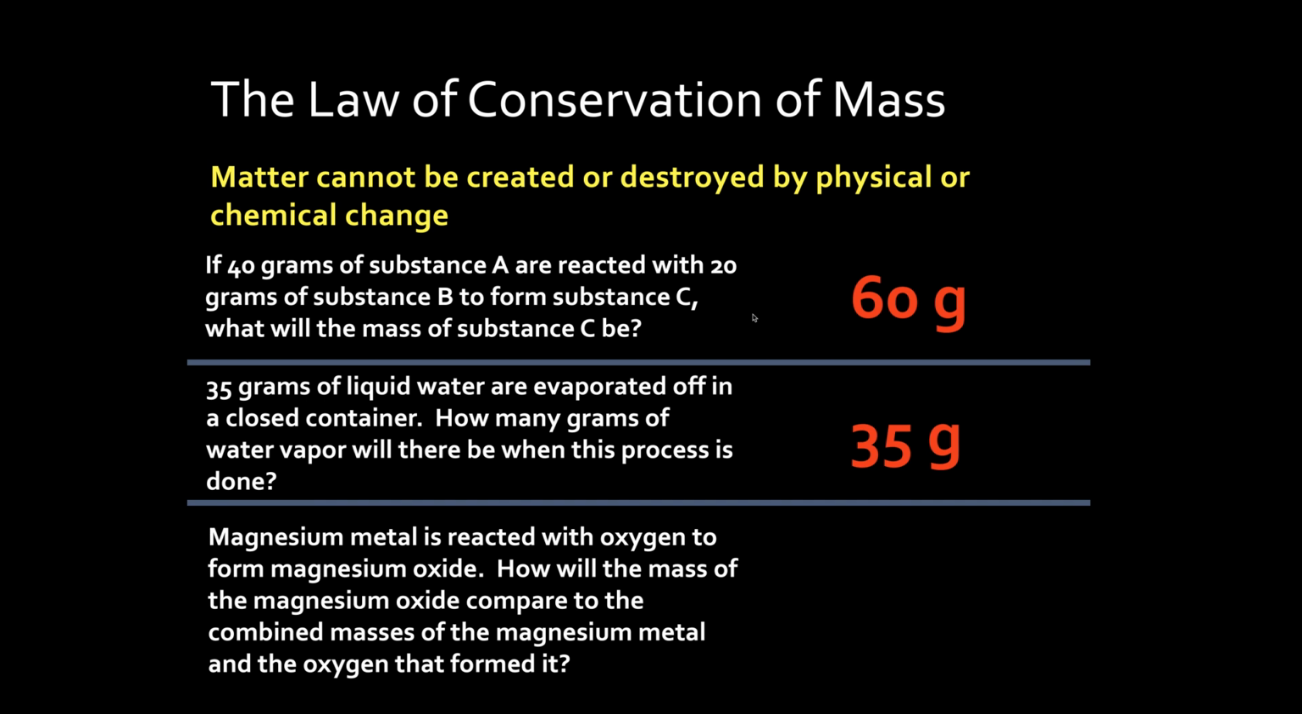Magnesium metal reacts chemically with oxygen to form magnesium oxide. You'll notice we have two substances to start with and a completely different substance to end with. How will the mass of the magnesium oxide compare to the combined masses of the magnesium metal and oxygen that formed it? Well, the law of conservation of mass says they're going to have to be the same. Regardless of how much you started with, you're going to end up with exactly the same amount. You cannot create or destroy matter by physical or chemical change. Now, when we do the nuclear chemistry unit, I'll show you how you can create or destroy it using nuclear change, but not physical or chemical.